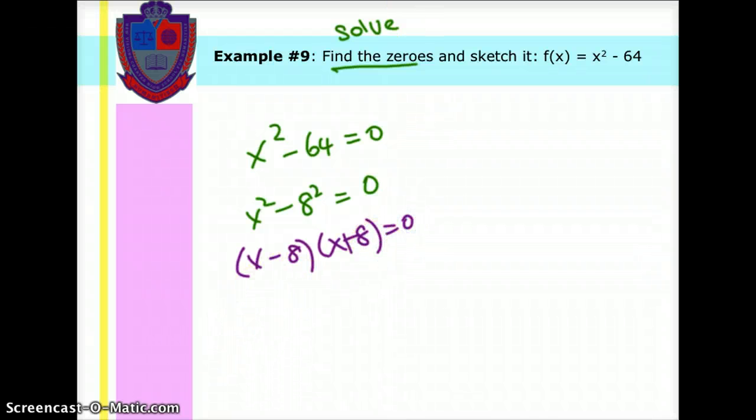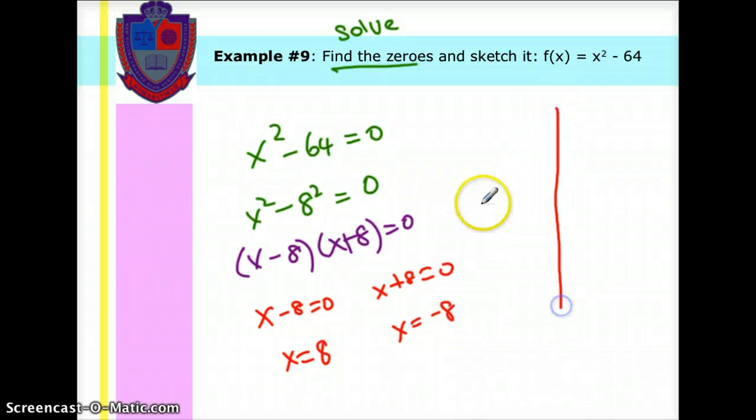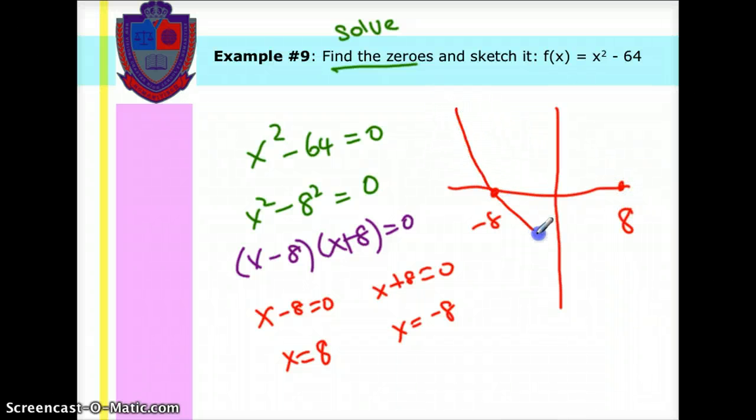So when are these two things equal to 0? It's going to set x minus 8 equals 0, x plus 8 equals 0. I know x is going to be positive 8, x is going to be negative 8. When I sketch it on a graph, let's just say this is negative 8 and this is positive 8, it means that the graph is going to pass through twice, at negative 8 and positive 8.